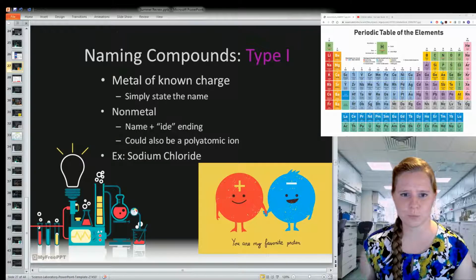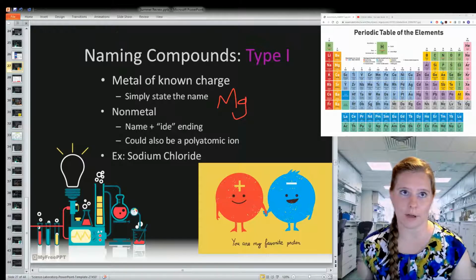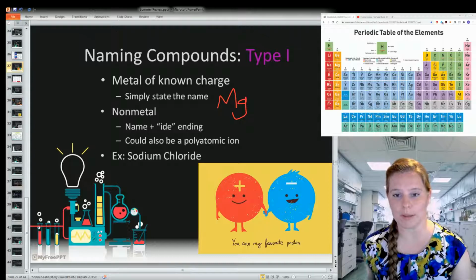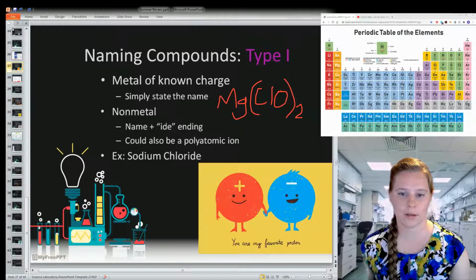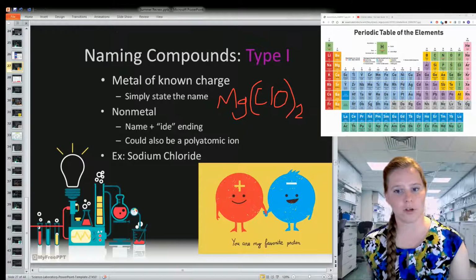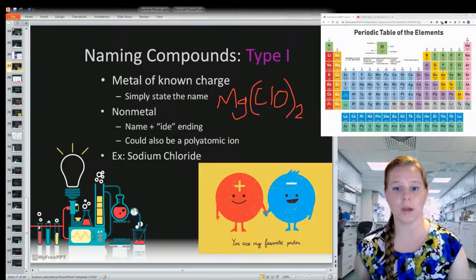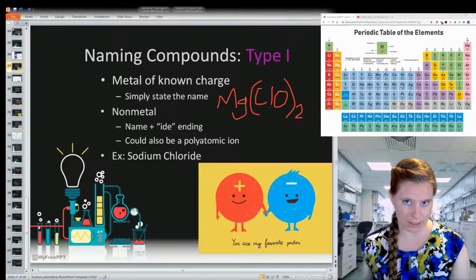Because what can happen with a type 1 is you have a metal. So let's say we have that magnesium again. But instead of just having one nonmetal here, you have a polyatomic ion. So maybe this is Mg. We'll just use hypochlorite since I mentioned it. ClO, and then actually we would need 2 of these. So this is your compound, right? So Mg, okay, metal, we know the charge, type 1, magnesium, and then all you have to do is just name the polyatomic. So don't change it to "ide." We know what polyatomics are, just leave it alone. This would be magnesium hypochlorite, okay?